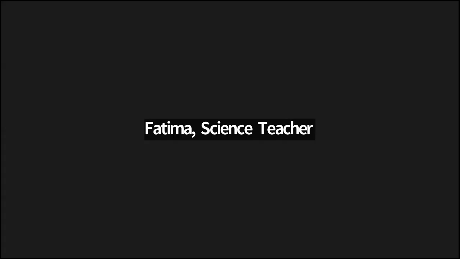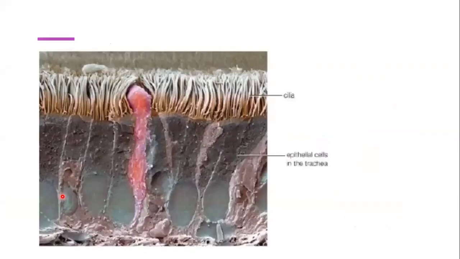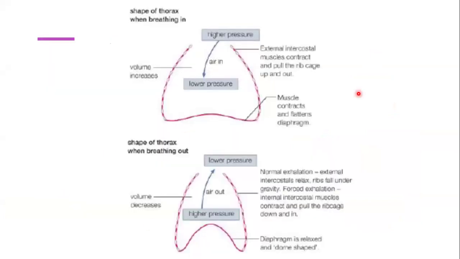Now, I'm just going over with you exhalation and inhalation. Okay, this is something that you had studied in IGCSE.